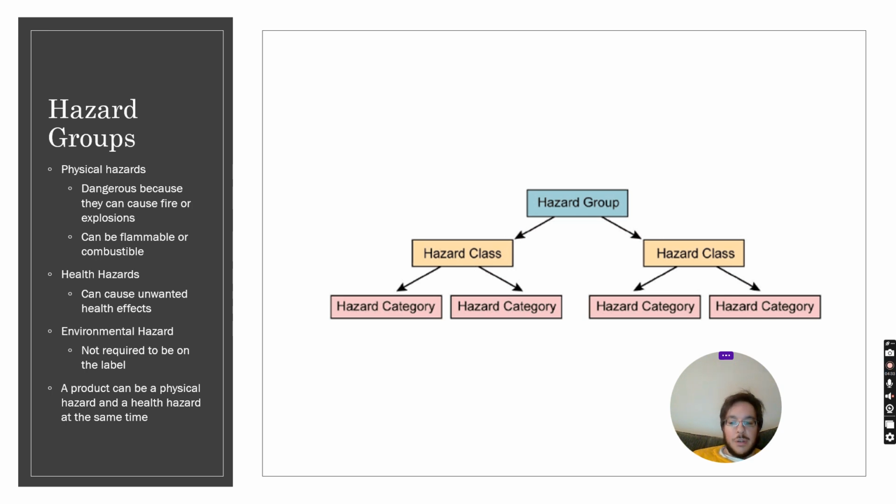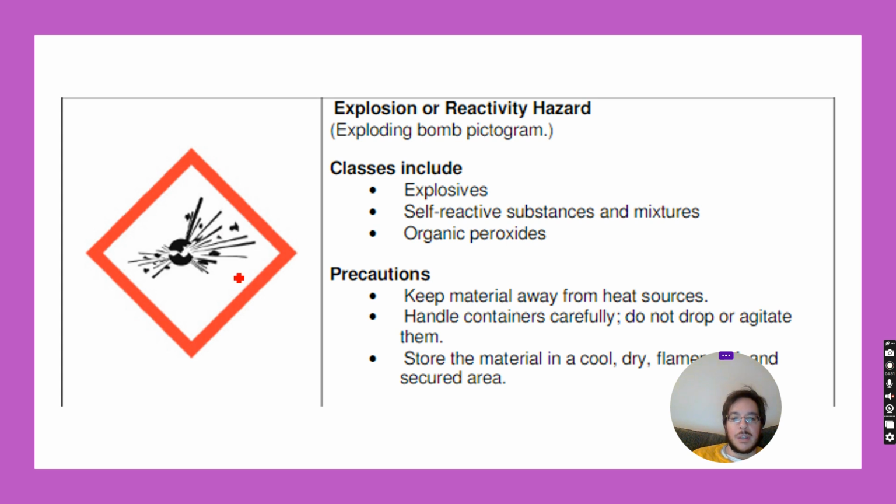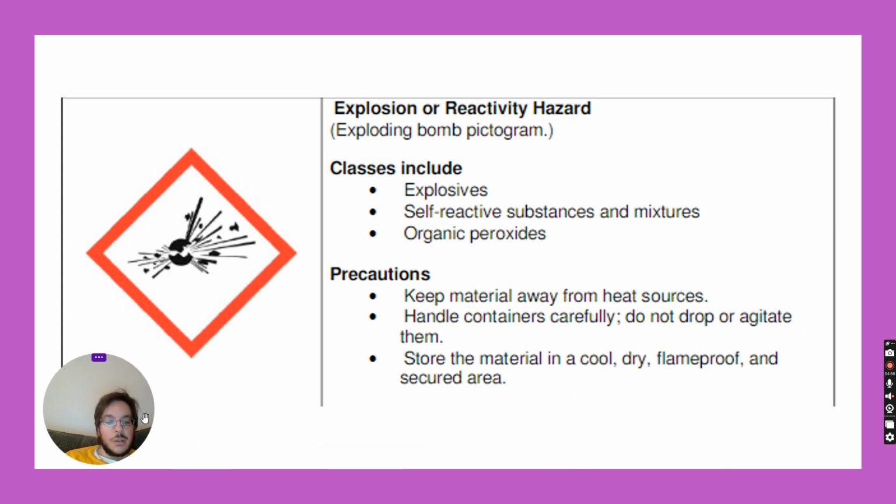So we don't really put environmental hazards on the label because they don't affect the worker, but they do affect society. So you should be mindful of environmental hazards. Now, a product can be a physical hazard and a health hazard at the same time. So we're going to next take a look at all the different types of physical hazards.